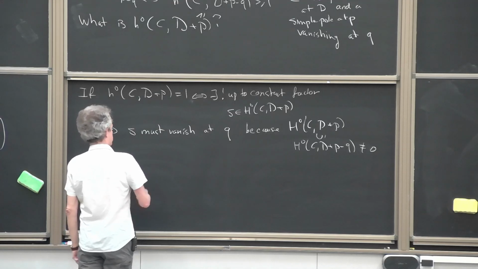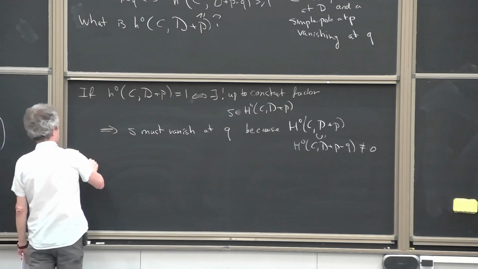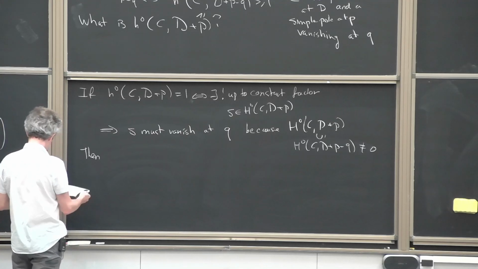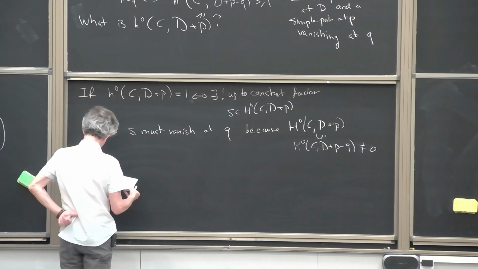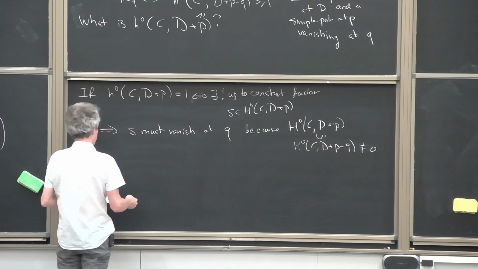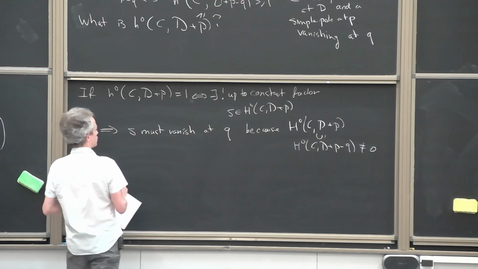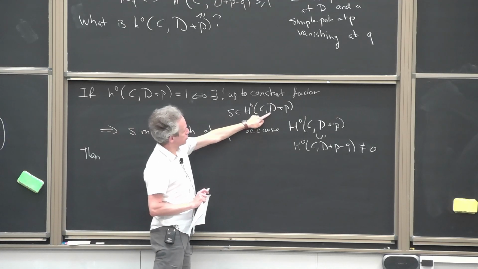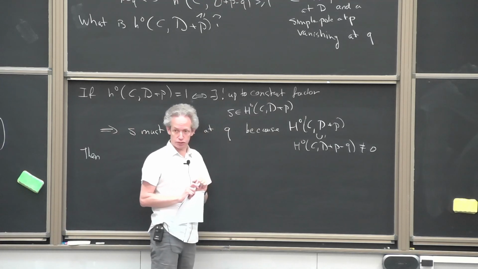Very good. So in this case, now let's see what I have. So I have a section S, which is going to vanish at Q, right?